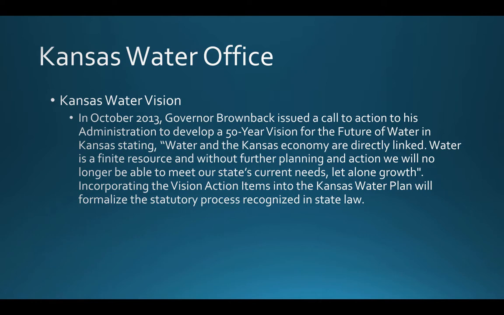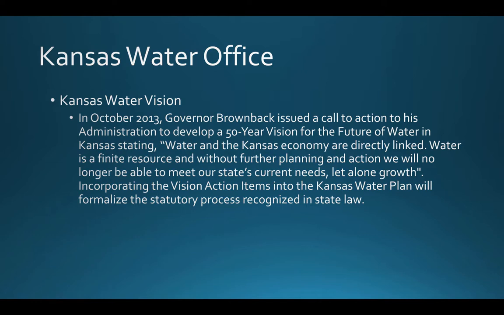So let's look at how the water vision has to be developed in Kansas. In October 2013, Governor Brownback called for action, and he said that what we really need is a vision for the water future in Kansas. He stated that we needed a 50-year vision, and that water and the Kansas economy were directly linked.